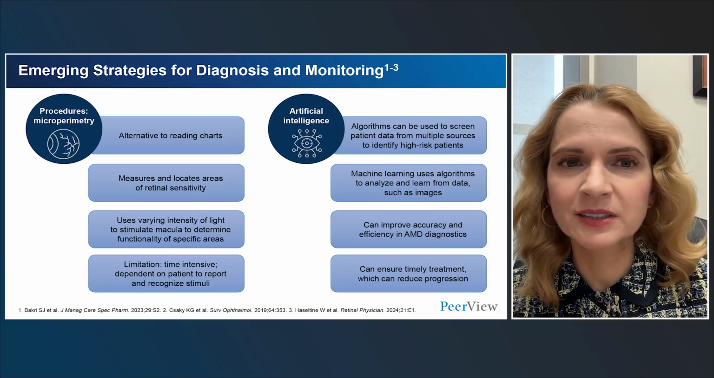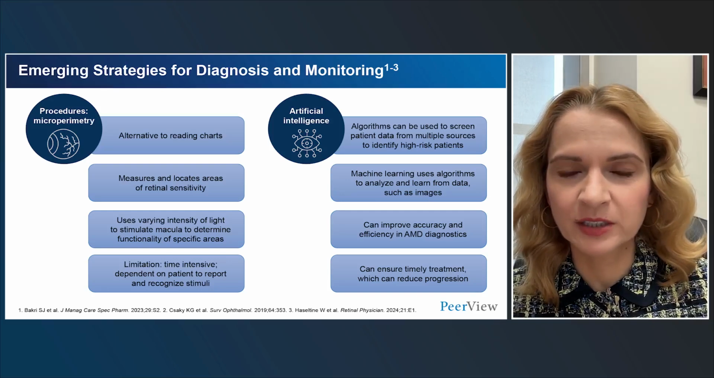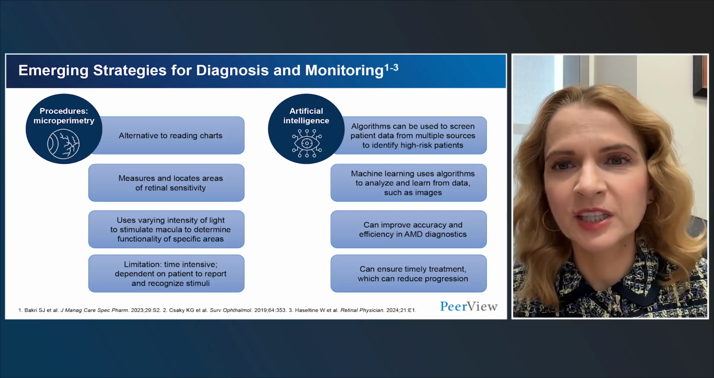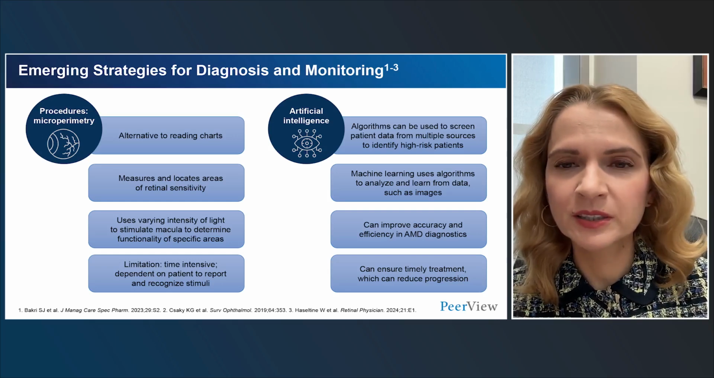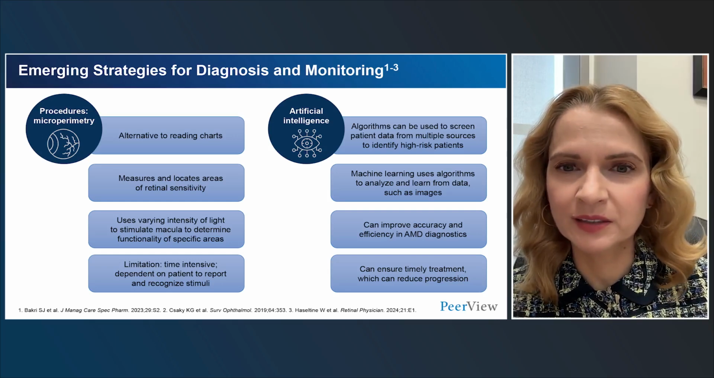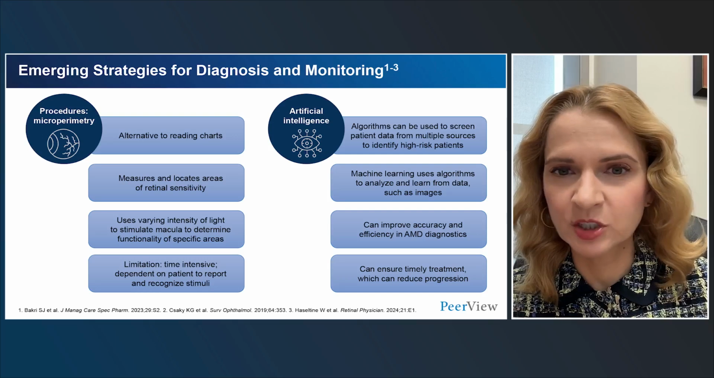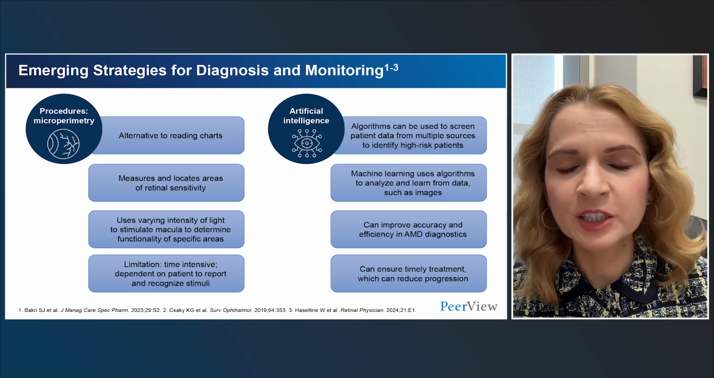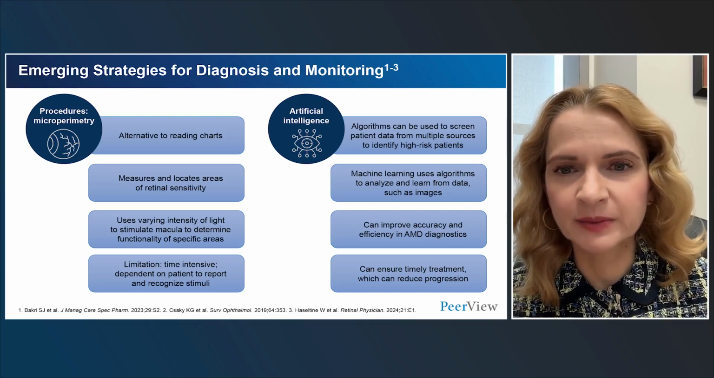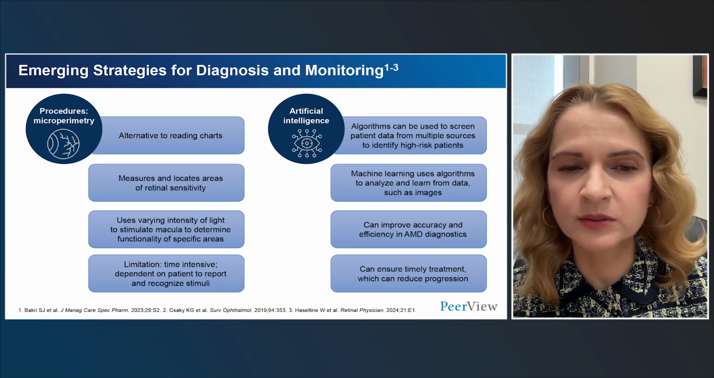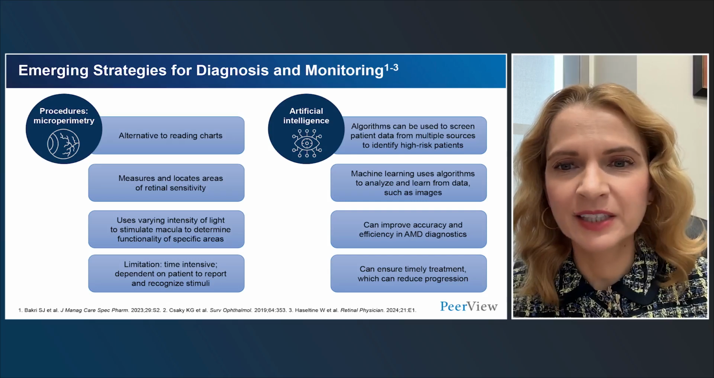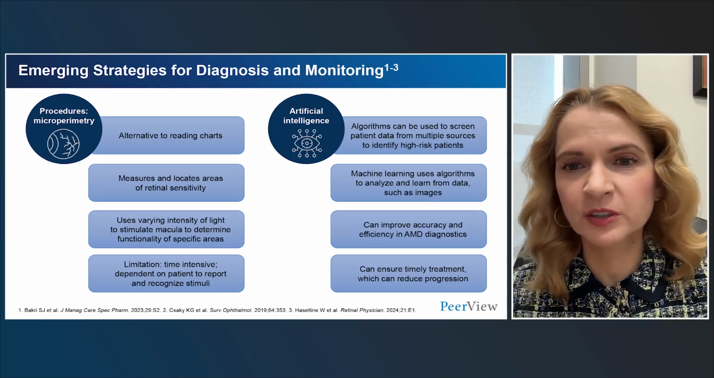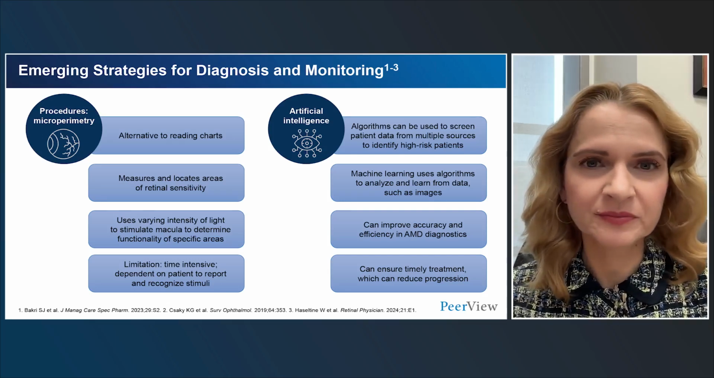Artificial intelligence is another exciting emergent strategy. AI algorithms can be used to screen patient data from multiple sources to identify high-risk individuals. Machine learning strategies use algorithms to analyze and learn from the data, such as imaging. And AI can improve accuracy and efficiency in AMD diagnostics to rule out other confounding diagnoses. These benefits can ensure timely treatment, which can reduce disease progression.